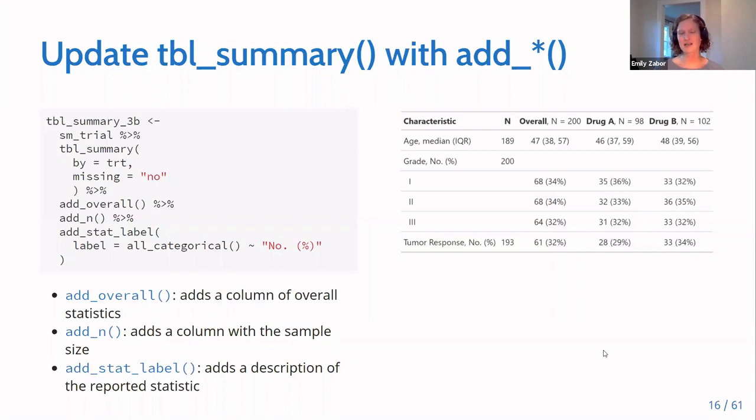And then add stat label. Instead of having the footnote saying what statistics are presented, these have now been appended to the variable name. So it says age, comma, median IQR, grade, comma, number percent. The default is to say n%, and I've just customized that to say that I want the label for all the categoricals to be no.%. And there's a bunch of customizations for all of these that you can see in the help files. I couldn't possibly go through all of them, so I'm just showing you some basics here.